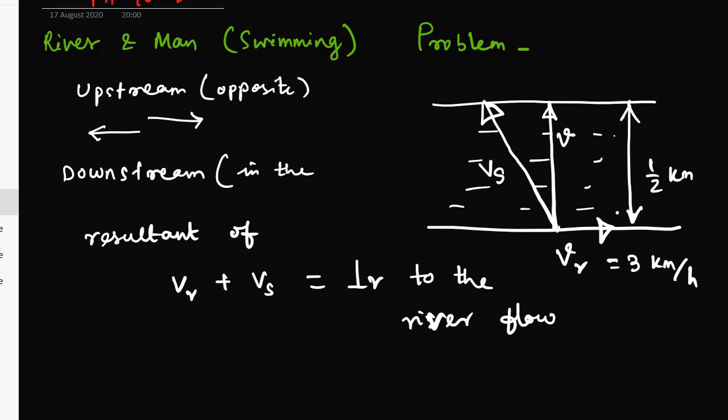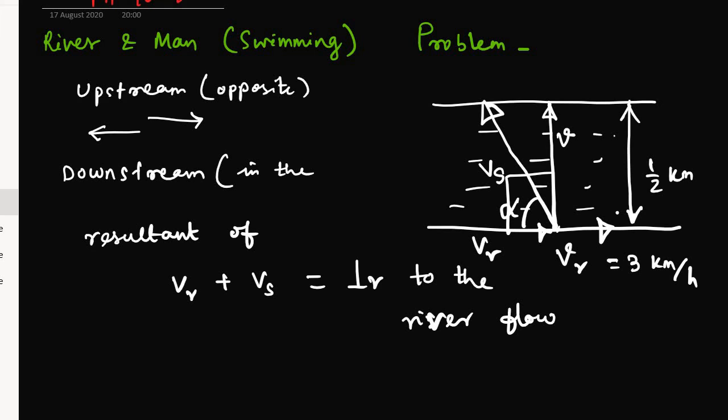So how will that happen? See, if it is making an angle alpha with the river, this is also VR. You can see that it is also VR. This is VR. This is Vs. Now I have to have a resultant of Vs and VR so that it will come perpendicular to the river flow. Then only the swimmer can swim straight. So how is that going to happen?